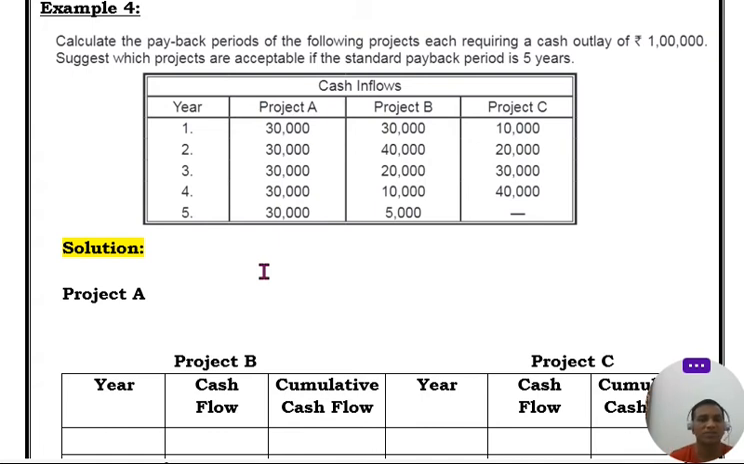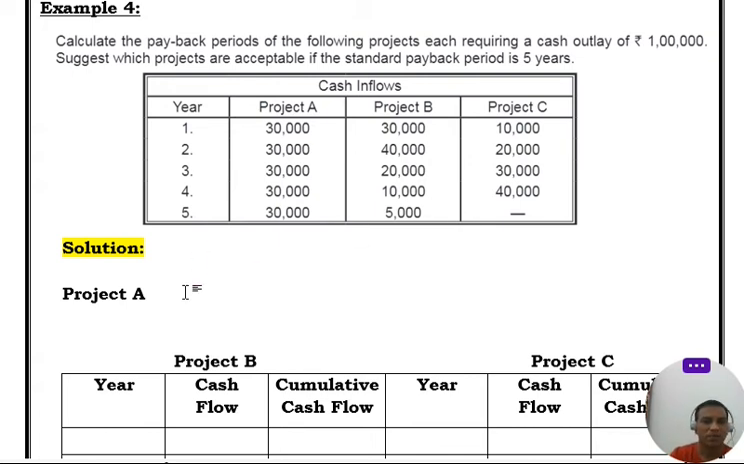Coming to the cash inflow, cash inflows of projects A, B, C are given. If you observe project A cash flows, every year 30,000, 30,000, 30,000. That means cash flows are uniform. Every year the same. When they are uniform, you can apply the simple formula. Coming to project B and project C, they are non-uniform. So you will apply the interpolation formula.